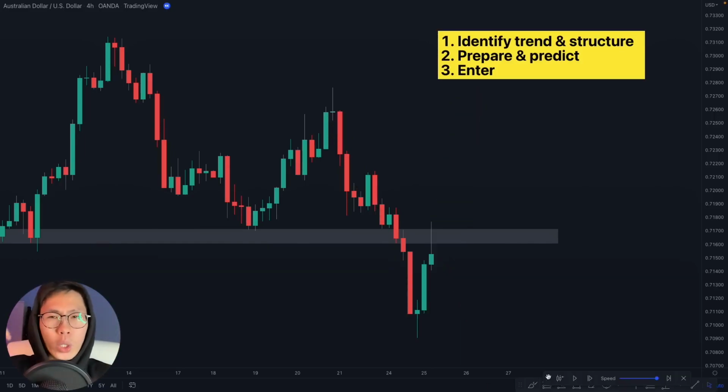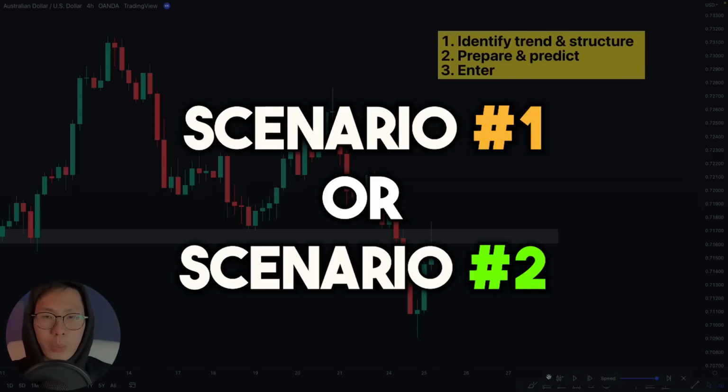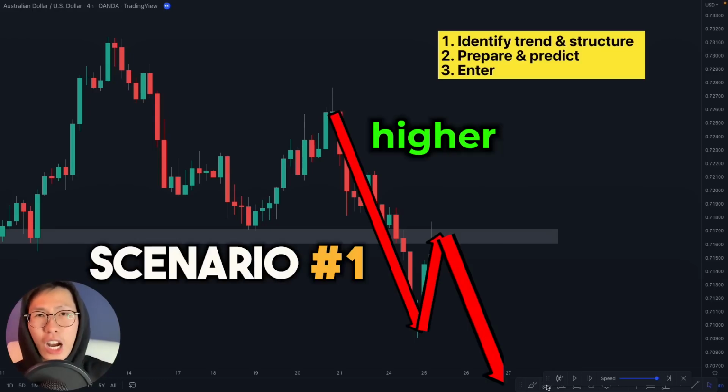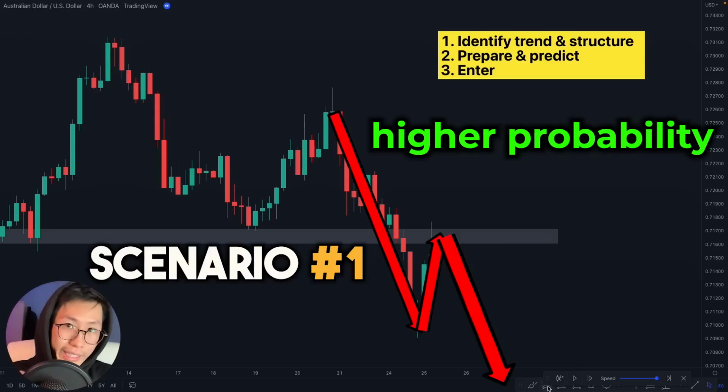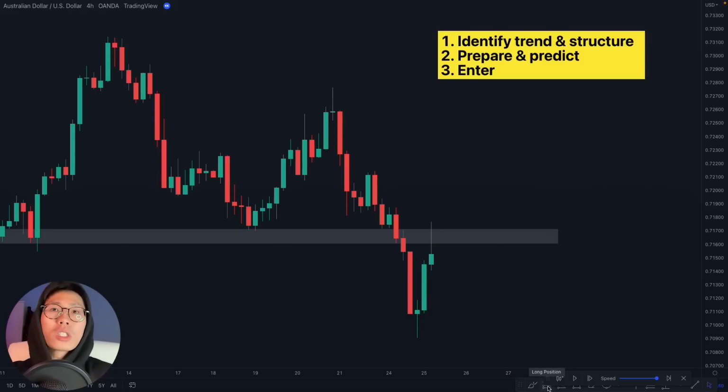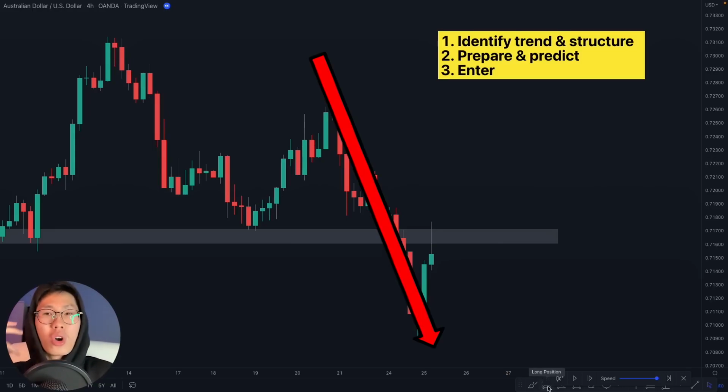So in this case, which scenario do you think is much more possible? Which scenario has a higher probability? Obviously the scenario where price retests and continues going down, right? Because right now price is in a very strong downtrend.